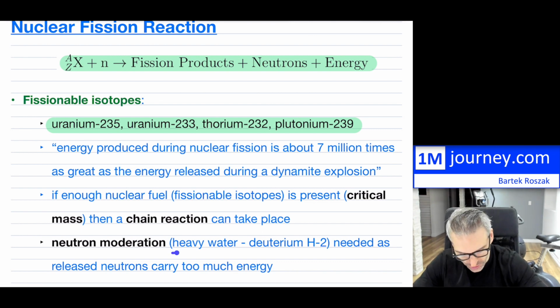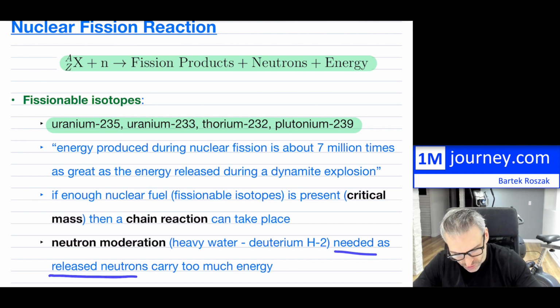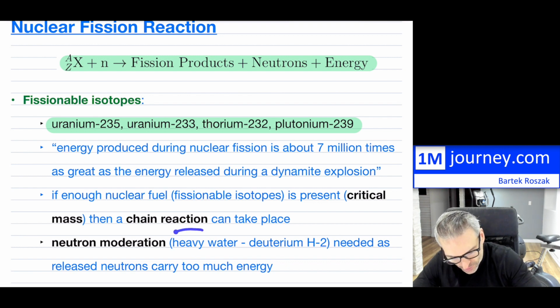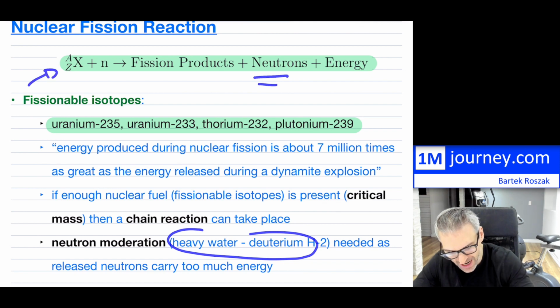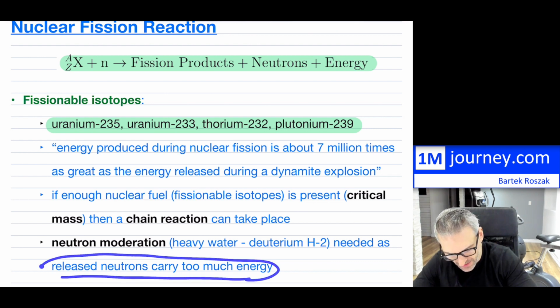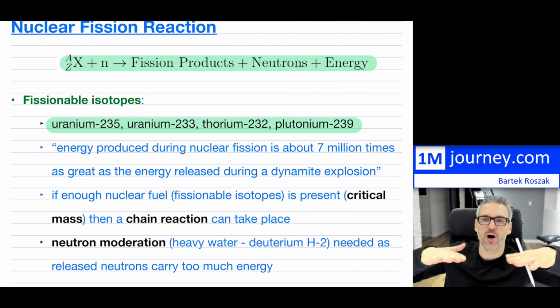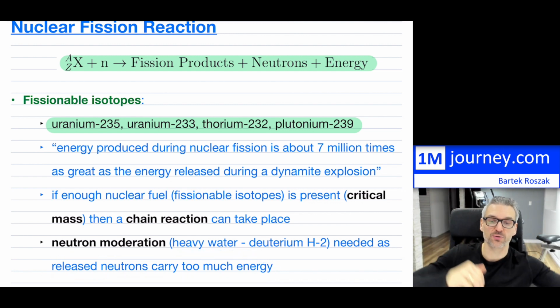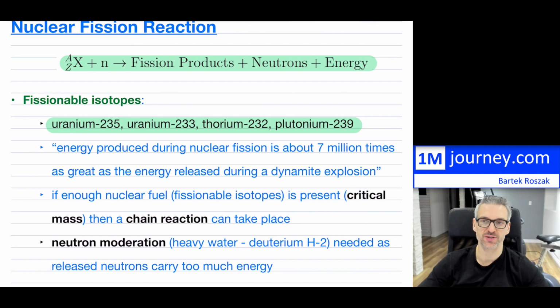So we utilize this and it will moderate, okay? And this is needed, because the released neutrons carry too much energy. In nuclear reactors, they would carry too much energy, so we create this process to subdue and moderate that so that it can continue on and create other reactions.